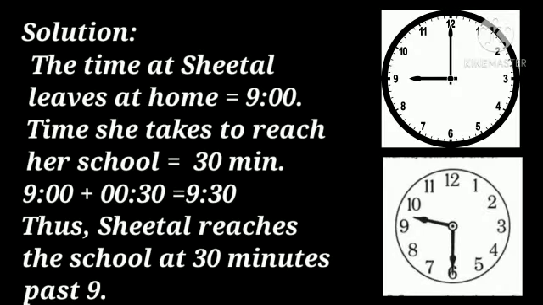So let's see first what is given to us. The time at Sheetal leaves home is 9 o'clock. Time she takes to reach her school is 30 minutes. So 9 o'clock plus 30 minutes, that is equal to 9:30. Thus, Sheetal reaches the school at 30 minutes past 9, which also means 9 hours and 30 minutes.